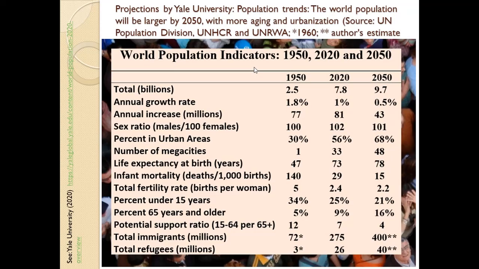So the projections by Yale University look at the world population being larger by 2050, and of course with more aging and urbanization. So you can see there that by 1950 you have 2.5 billion, by 2020 7.8 billion. By 2050 the projection is at 9.7 billion, with an annual growth rate of 1% by 2020, and you can see the annual growth rate keeps reducing as the projections of the next years happen, and the annual increase has grown from the previous century up to last year, but again it will move down as we move towards 2050.